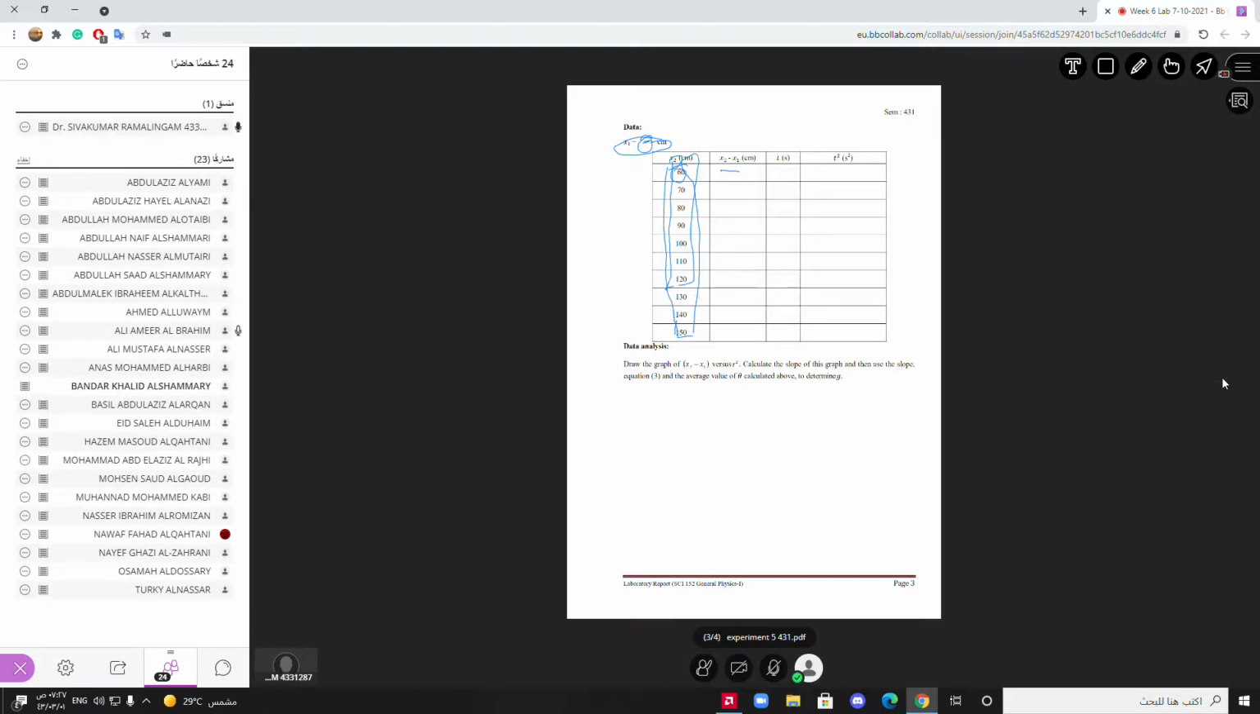Keep your x1 here and x2 at 60 centimeter, and find the time taken to travel the distance by using the timer. Then square it. Repeat this experiment for various values of x2. x1 should be constant. I'm not changing x1, I'm changing only x2. Find the time taken to travel the distance, square it, and repeat this experiment by changing x2 from 60 centimeter to 150 centimeter.